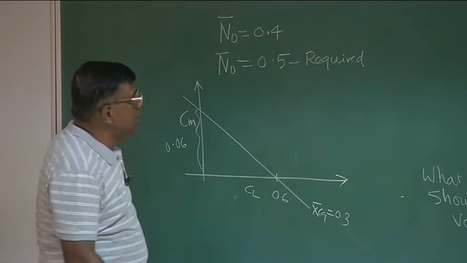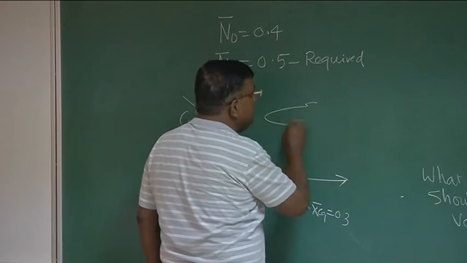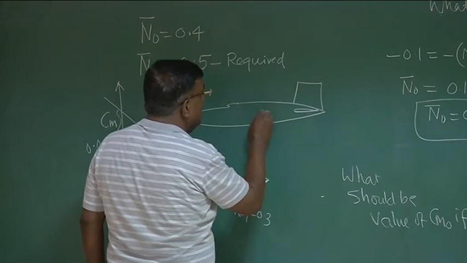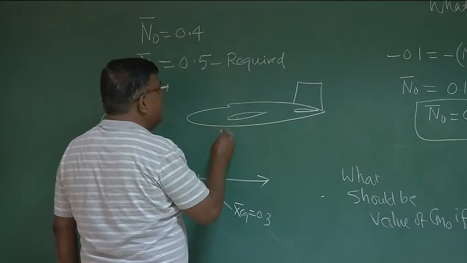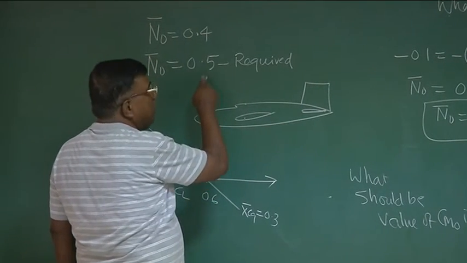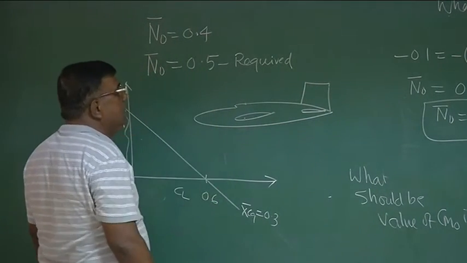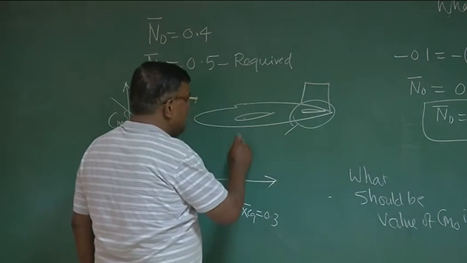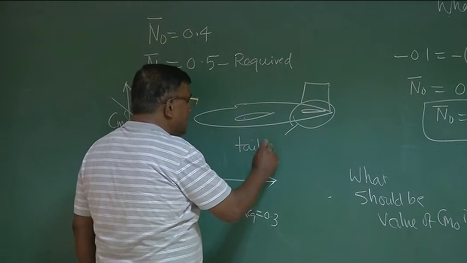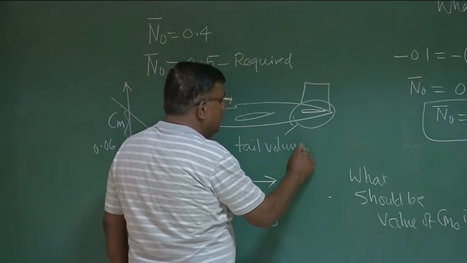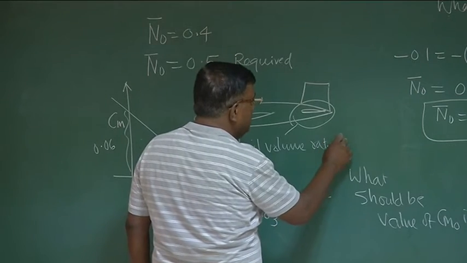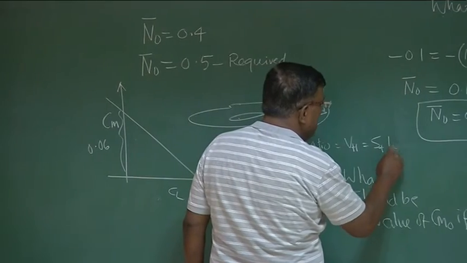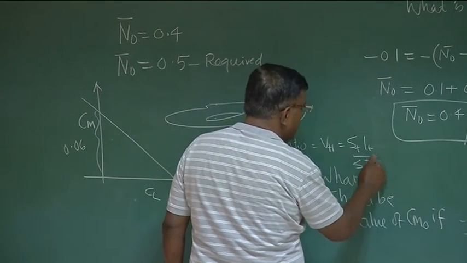But our problem is we want to change N naught. So what is to be done? So the best way to do is, if this is the airplane, this is the tail, this is the wing. If I want to change N naught from 0.4 to 0.5 or whatever number it is, the best way to deal with this is you change the tail volume ratio. That is, you remember, that is VH. Which was VH? VH was ST LT by S C bar.